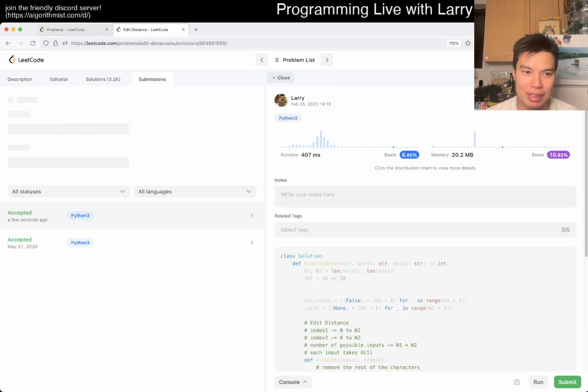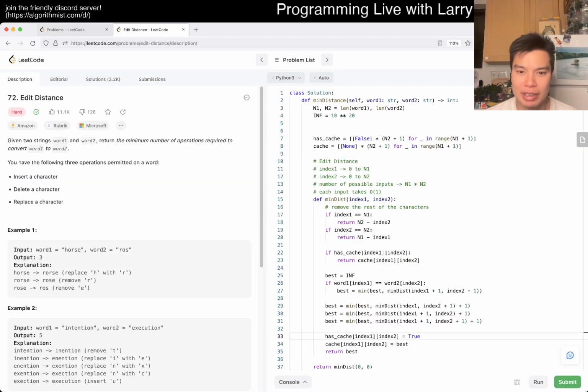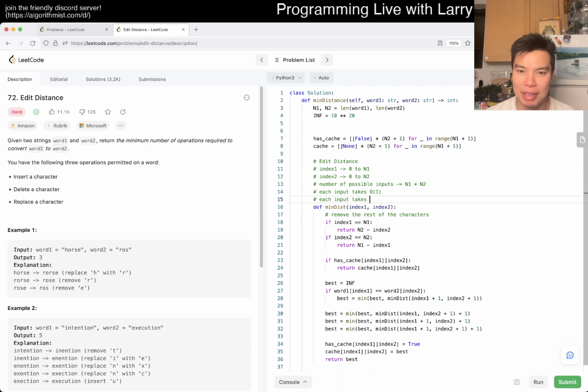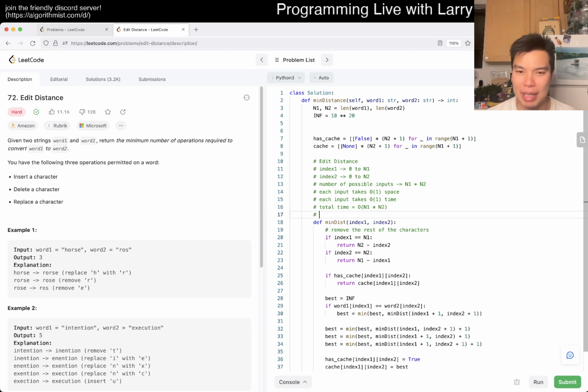So let's give it a quick submit, and yay, we got it on the first go, 1062 streak. The only thing to add here is that each input takes O(1) time, because it really just does four lookups. So total time is O(n1 times n2), or n times m maybe is a little bit cleaner. And total space is also O(n1 times n2).